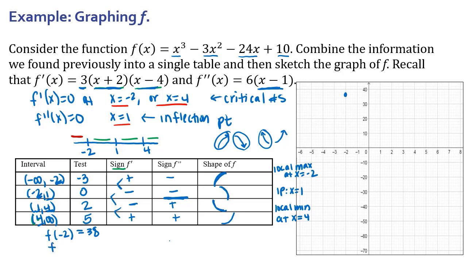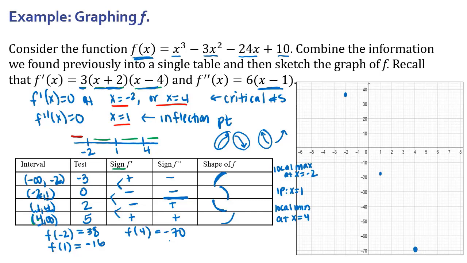And then we've got our inflection point at x equals 1. So when I substitute 1 into that original function, I end up getting -16. So 1, -16. And then if I substitute in where my local minimum is at f of 4, so again, go to this original function and substitute 4 in for x, you end up getting -70. So 4, -70.